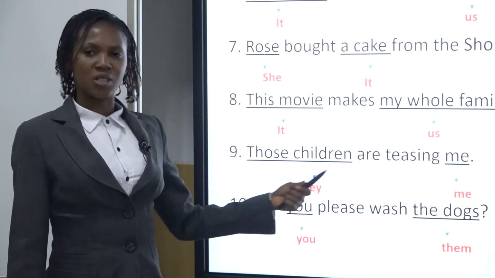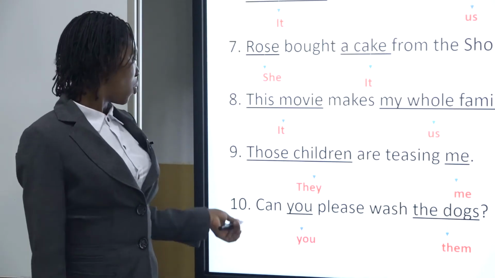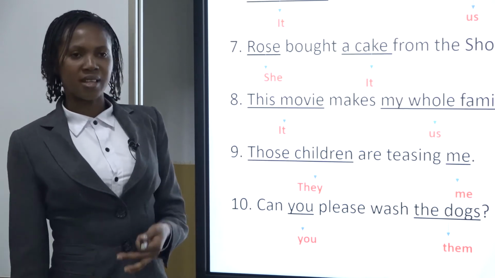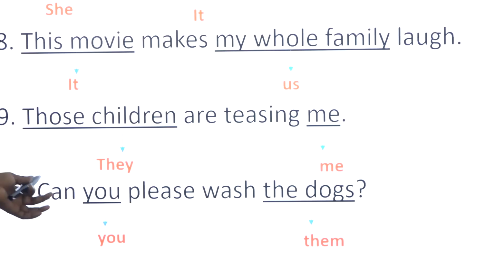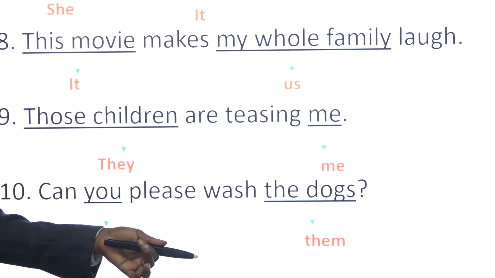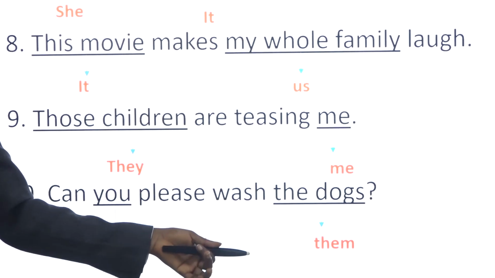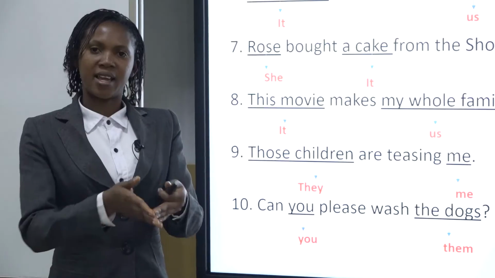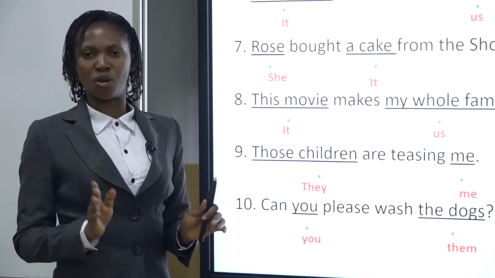The next one, can you please watch the dogs? We are going to change the sentence to pronouns. Can you please watch them? The dogs have been replaced with them because there are more than one.